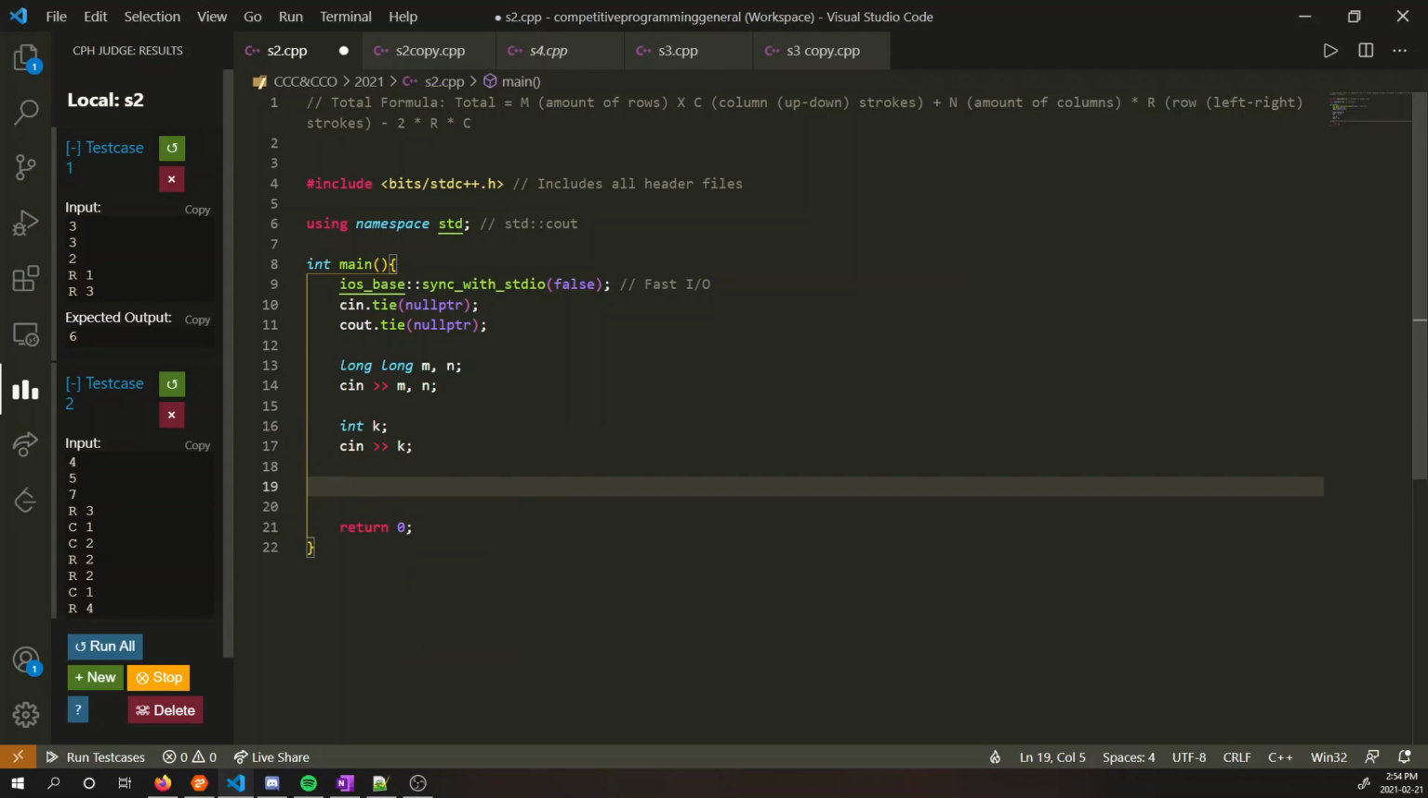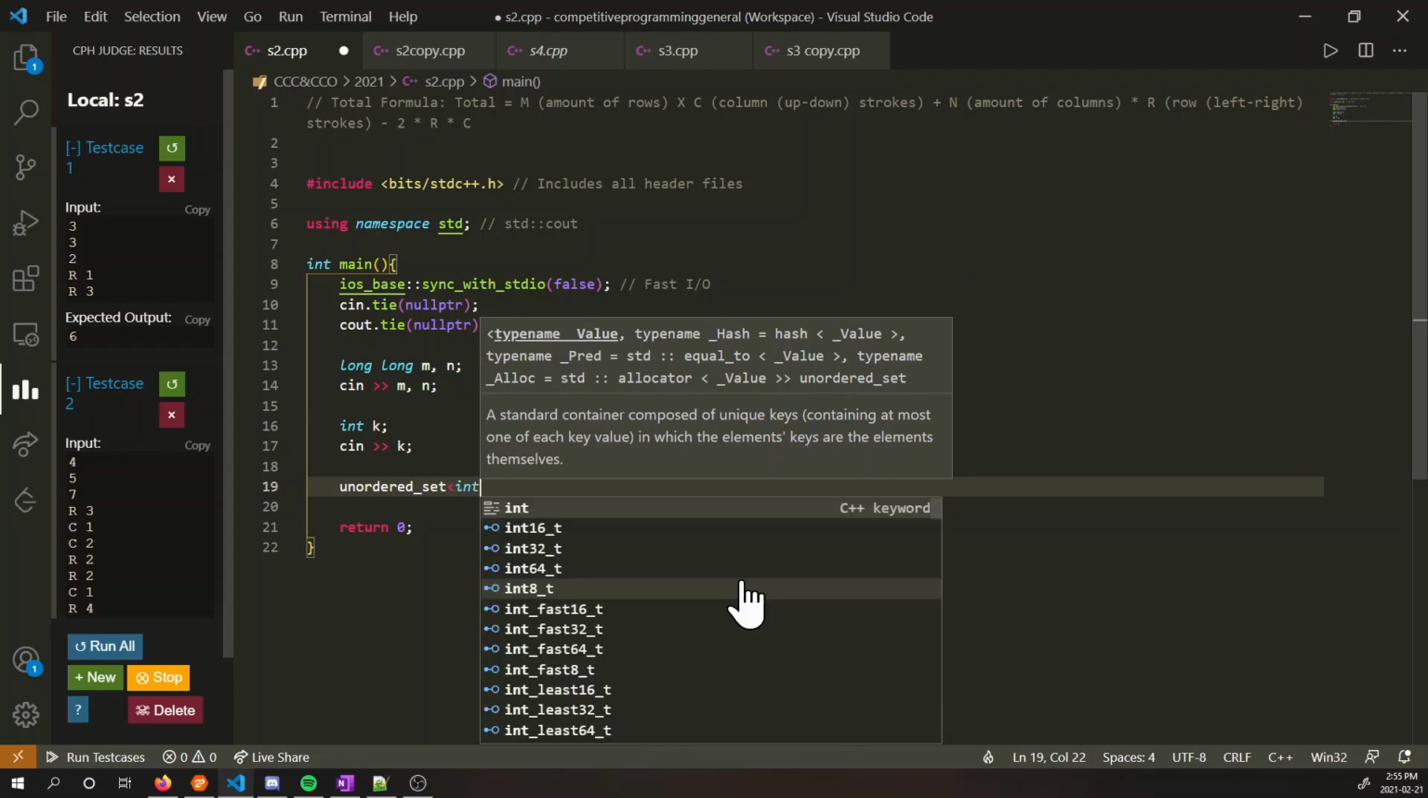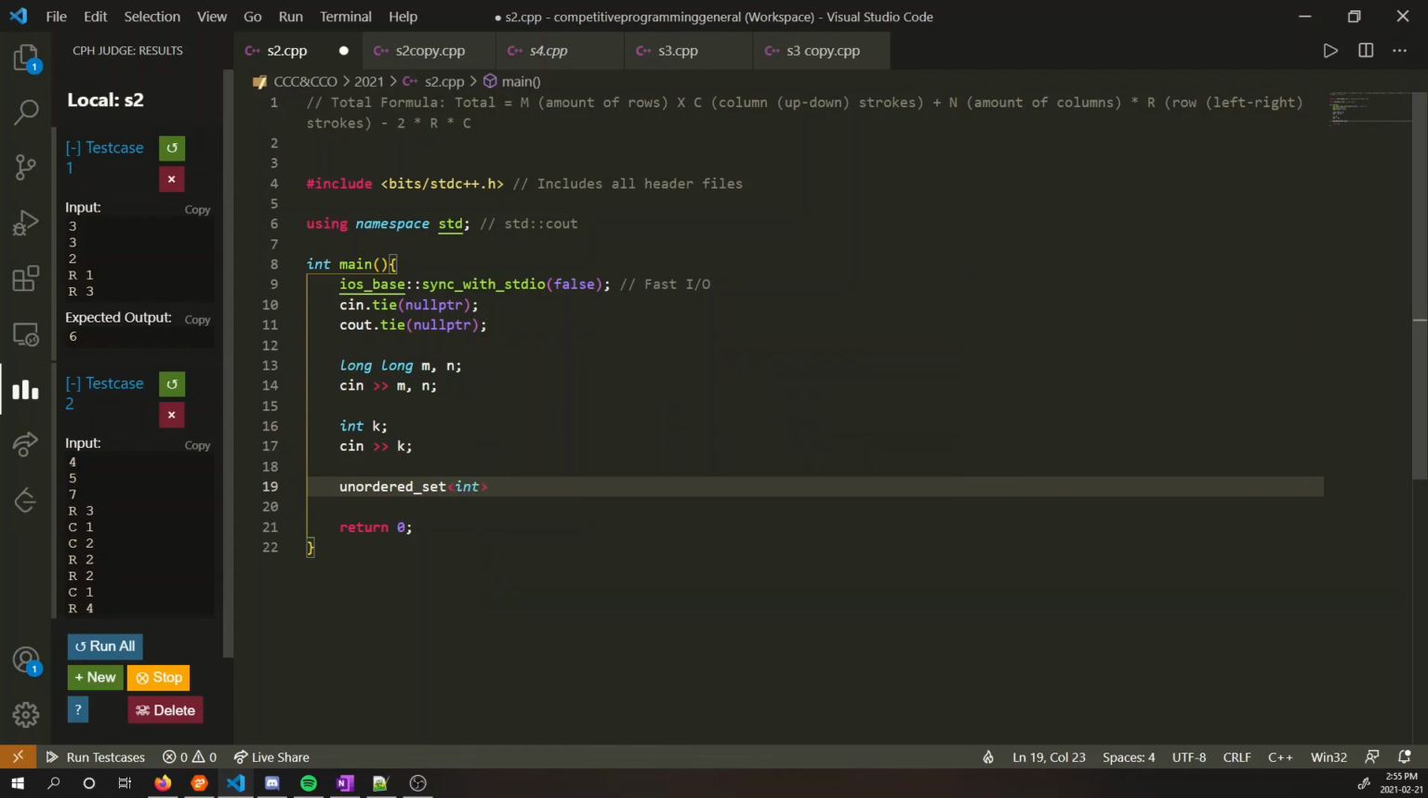Now we need a way to represent the amount of strokes that there are of each type, and also keep track of duplicates and be able to see if there is a duplicate very quickly. Now the best data type to do this that is built into C++, Python, and almost every major language is a set. Now we don't need the ordering that there is in a regular set, so we can use an unordered set in C++ of integers, and then we'll convert to long long later on.